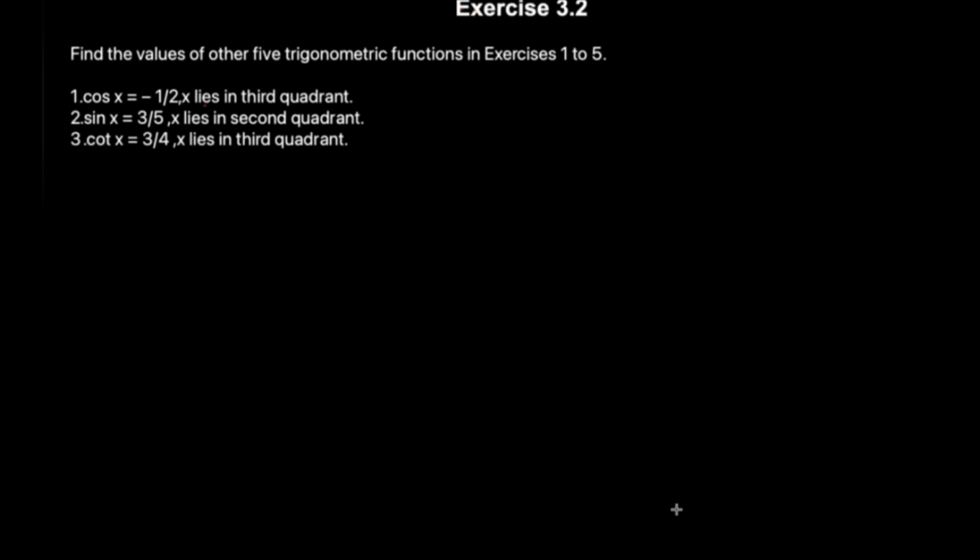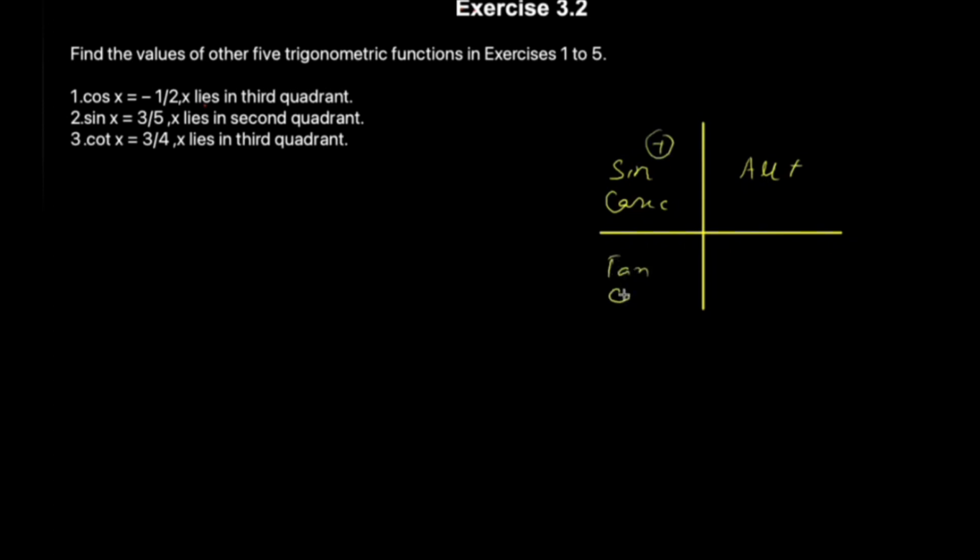If you remember, we had this kind of quadrant system. All the trigonometric entities in the first quadrant are positive. In the second quadrant, only sine and, of course, the opposite of sine, which is cosec, would be positive. Then in the third, tan and cot would be positive, and finally in the fourth, cos and sec would be positive. All right, so this is the concept.